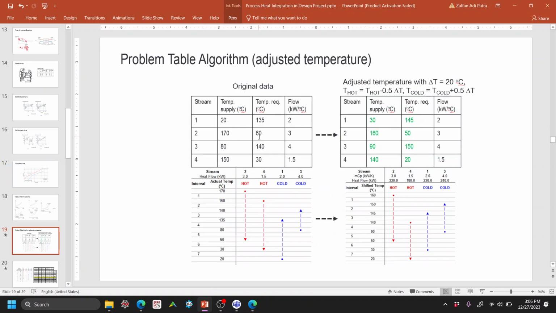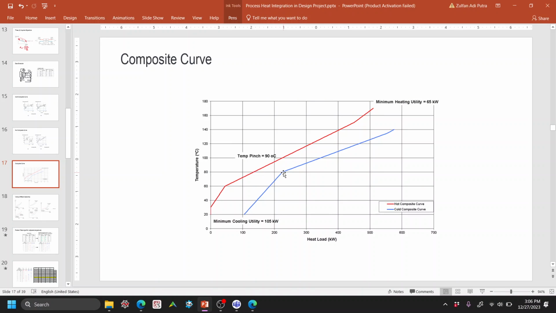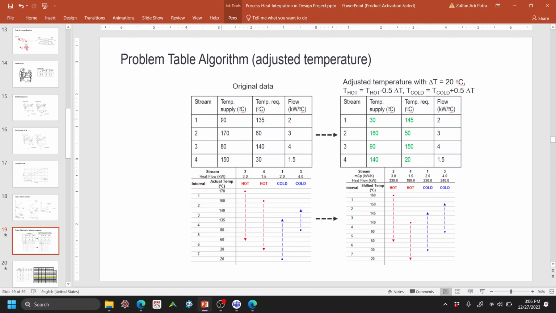This is how it looks. We have the original data, in this case 20 to 135, if you can still recall the number. Once we adjust the temperature, for example by 20 degrees C, because this is a cold stream, we increase it by another half. So 20 plus 10 becomes 30, 135 plus 10 becomes 145. So that's the temperature that we adjust, but the flow is still the same, right? It's the same flow rate, same CP.